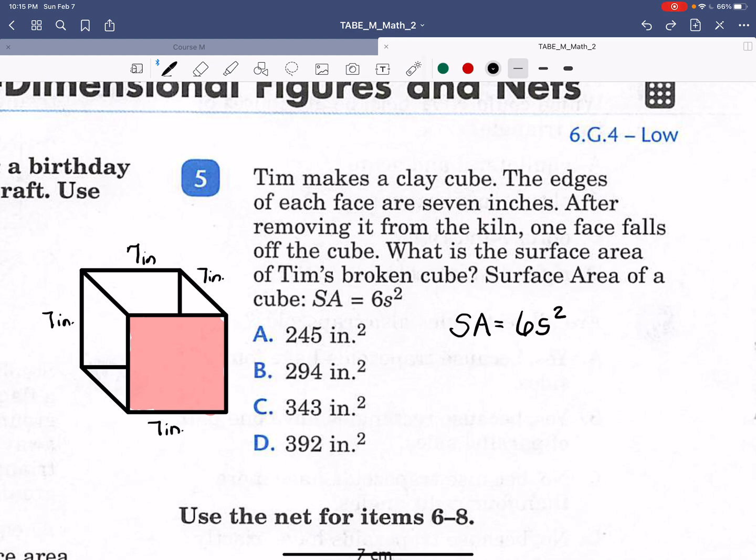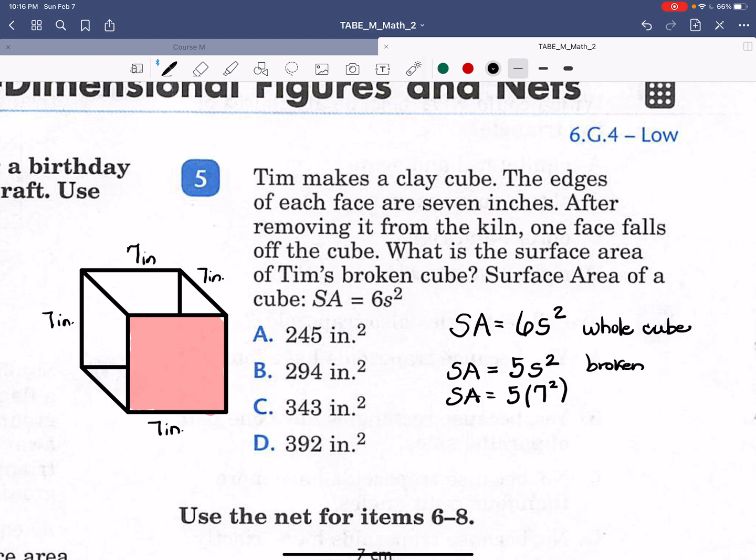Let me think a minute how I want to... let's just go ahead and subtract it now. I think that's going to be easier. This is for a whole cube. The surface area of Tim's broken cube is 5 faces times the area formula. So the surface area of the broken cube is going to be 5 times side, that's 7, to the 2nd power.